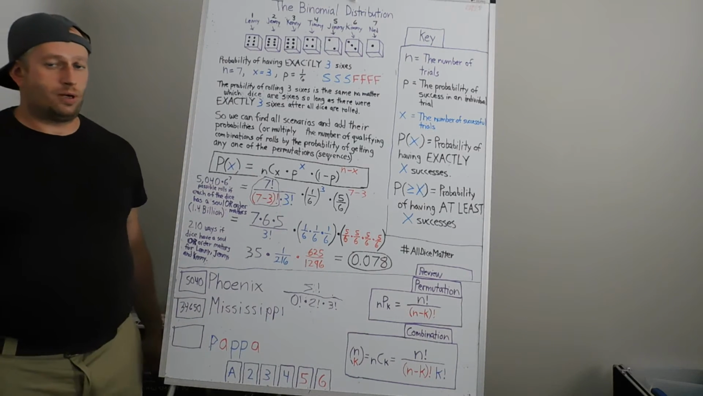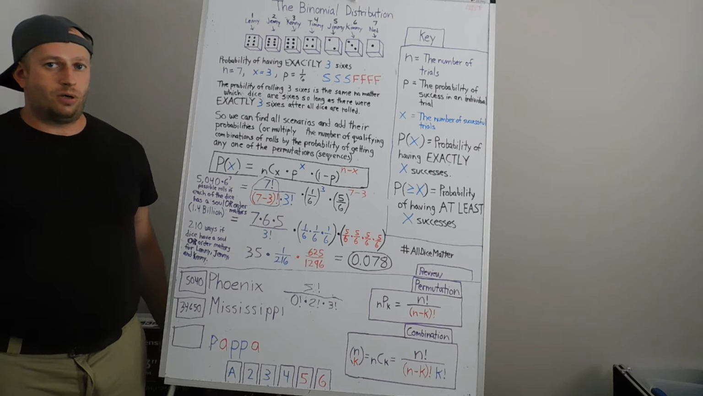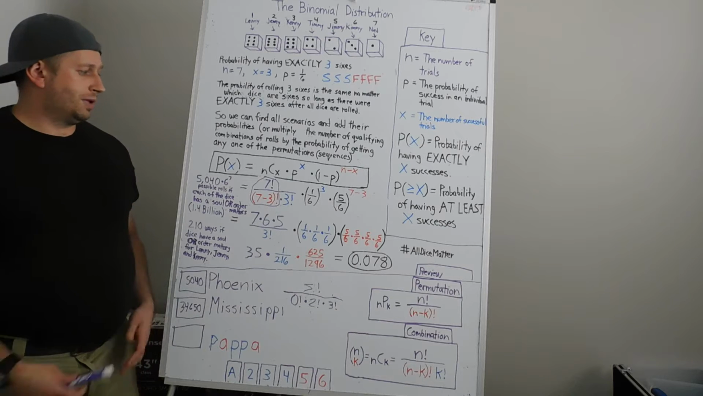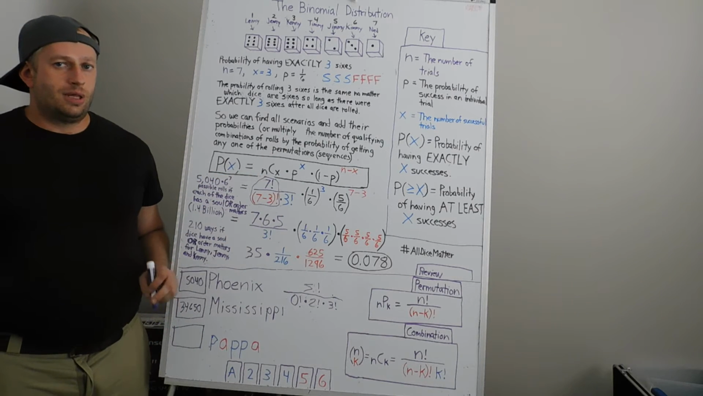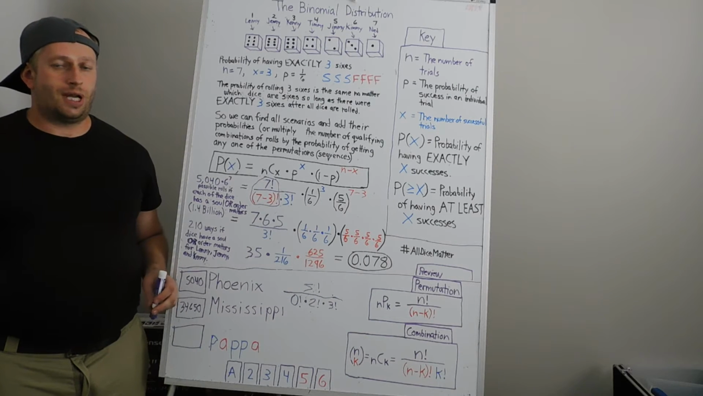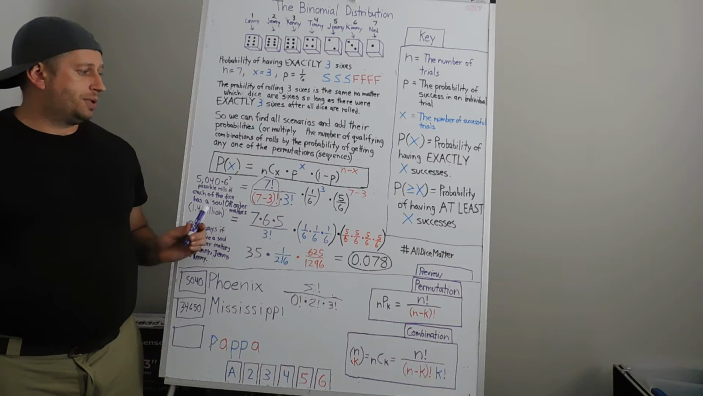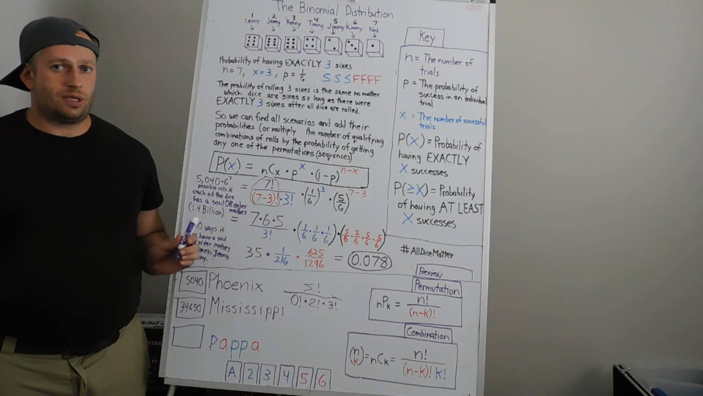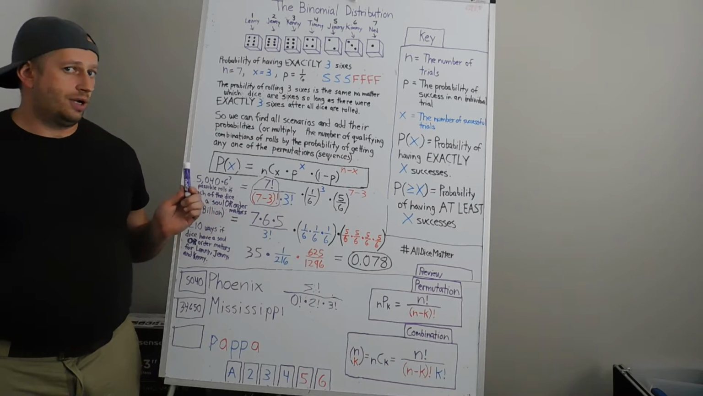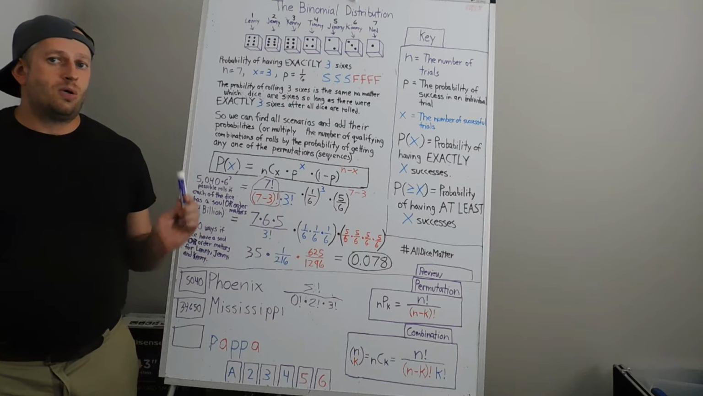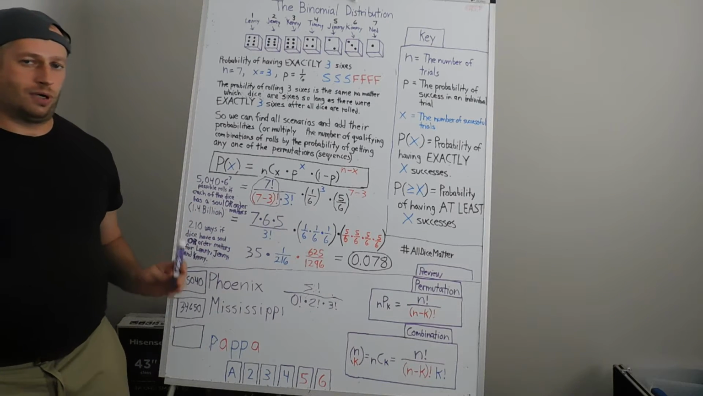I'm going to talk about the binomial distribution. The binomial distribution is a useful formula for determining the probability of having a certain number of successful outcomes out of a certain number of trials, in which you know the probability of a success or failure for each individual trial, and the probability has to be the same with every single trial, and that's very important.